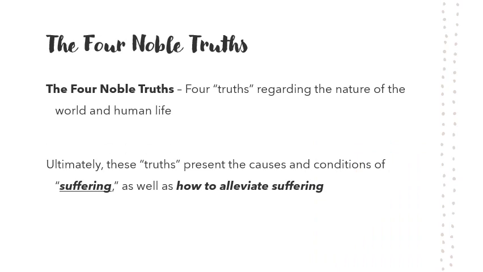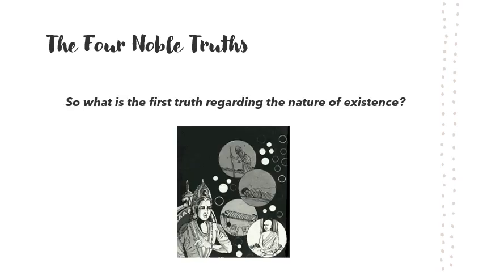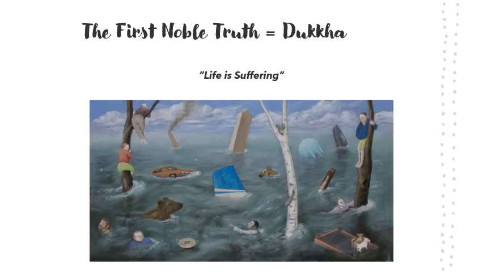And the Four Noble Truths are 4 truths regarding the nature of the world and human life. Ultimately, these truths present the causes and conditions of suffering, as well as how to alleviate suffering. So with this in mind, what is the first truth regarding the nature of existence? The first noble truth is dukkha. Life is suffering.